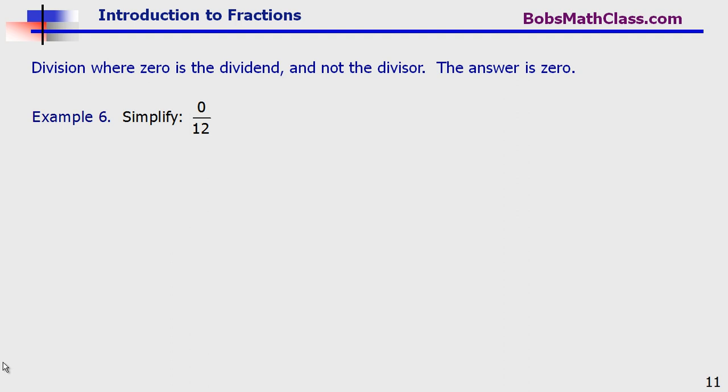How about a fraction where 0 is in the numerator, also called the dividend, but not the divisor? We'll talk about that later. The answer is always 0. So whenever the top number or the numerator is 0, the answer is 0. So let's go ahead and check that division. 12 goes into 0 how many times? Yeah, 0. Okay, so it kind of worked out. So the answer is 0. So anytime the numerator is 0, the answer will always be 0.